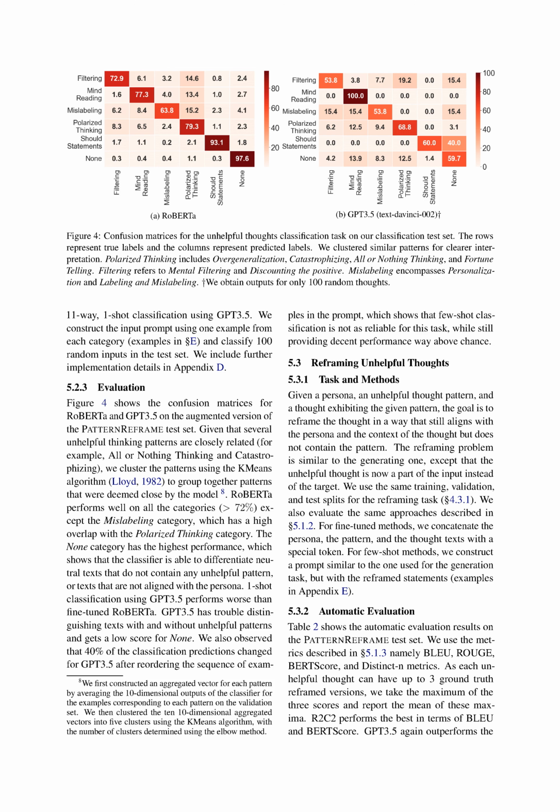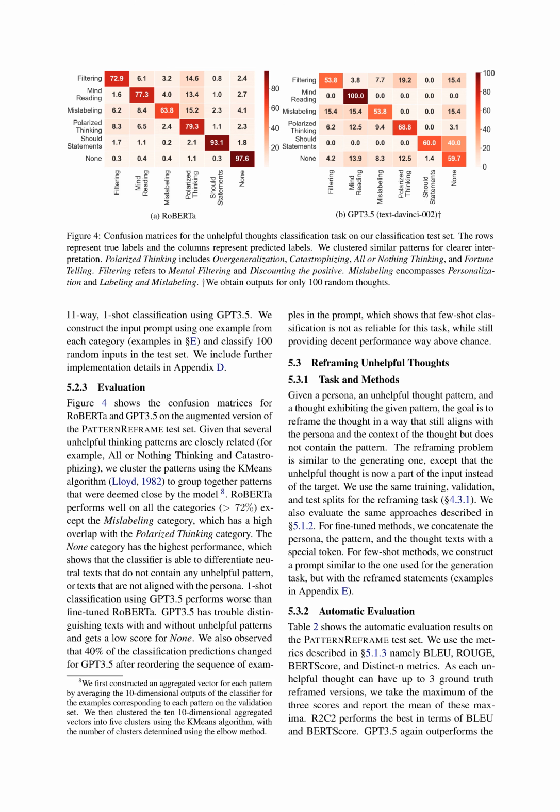We also apply the same methods as previously described. For fine-tuning methods, we combine the persona, the pattern, and the thought texts with a unique token. For few-shot methods, we create a prompt similar to the one used for the generation task, but with the reframed statements. In Section 5.3.2, we present the automatic evaluation results.